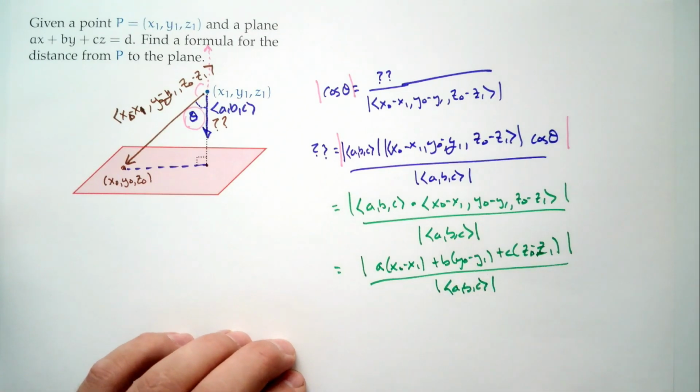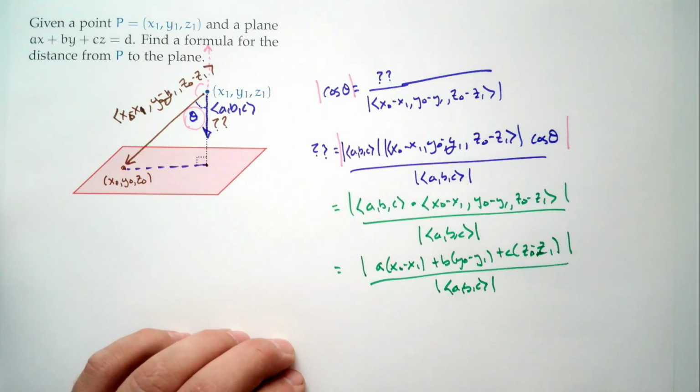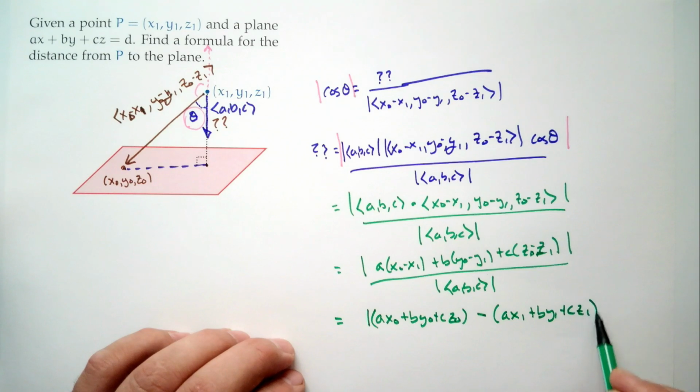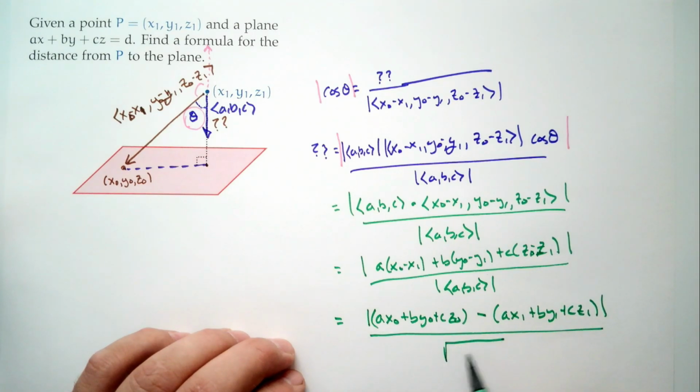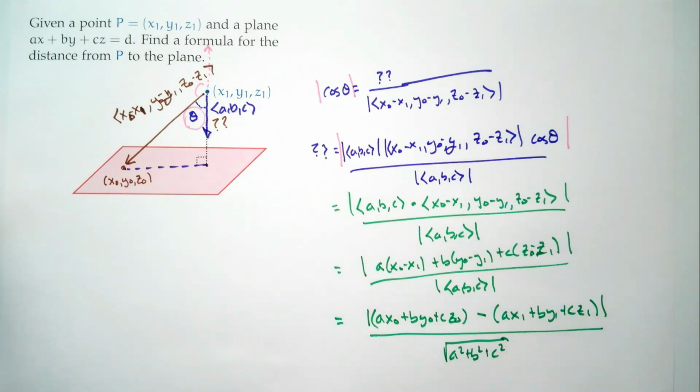All right. Now we do a little bit of work. So multiply this all out, and I'll regroup. So I get A x0 plus B y0 plus C z0, and I subtract off A x1 plus B y1 plus C z1. And I divide it by, well, I'll say the square root of A squared plus B squared plus C squared, because that's what the magnitude of ABC is.